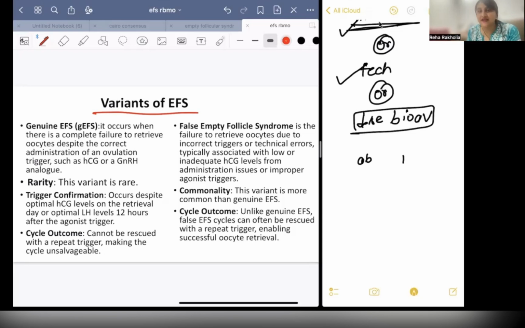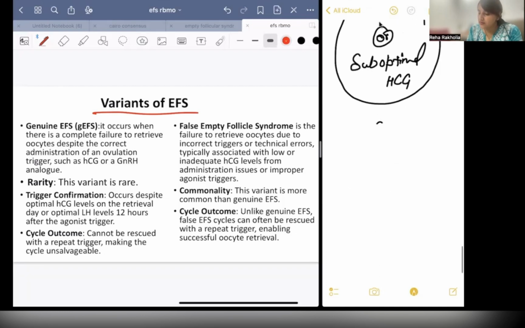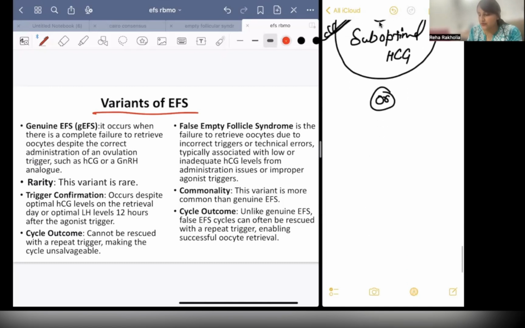The level of HCG that should be there, that won't be. There will be suboptimal HCG, or there will be absence of HCG. Okay, we are talking about HCG, or improper agonist triggering. Either HCG is wrong, or there is improper agonist triggering.